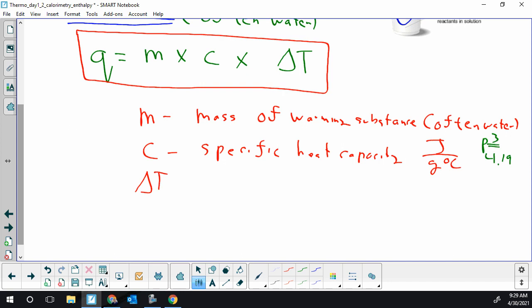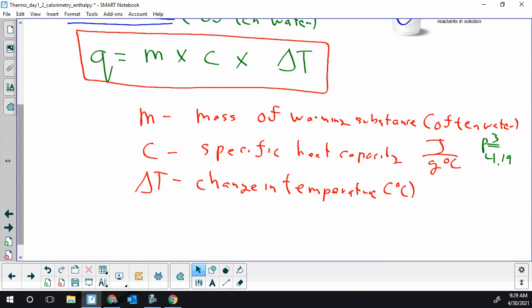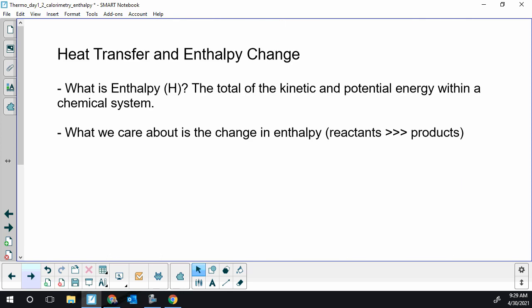Last, we have delta T, change in temperature. And we're going to do this in degrees Celsius. You could actually do it in Kelvin units or degrees Celsius. They are equivalent changes. So this is how we're going to get the energy of the surroundings. We're going to put that together and talk about the surroundings and the system next.